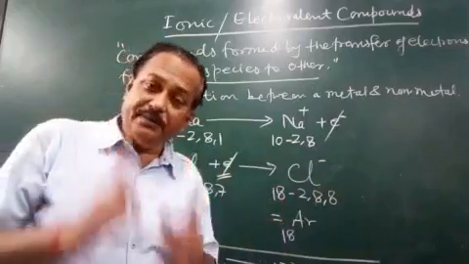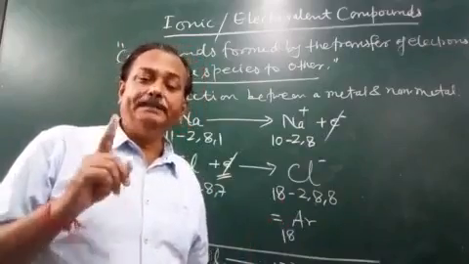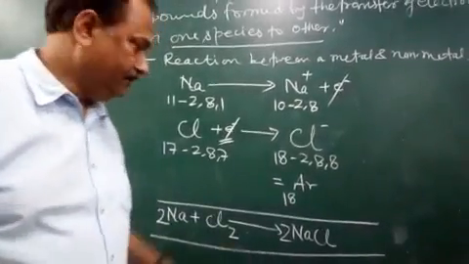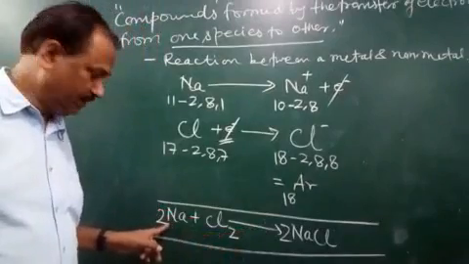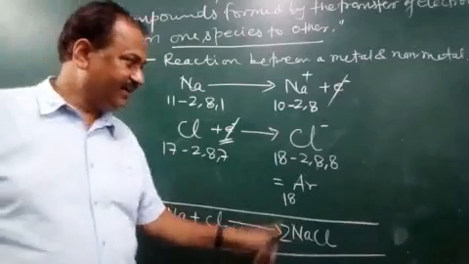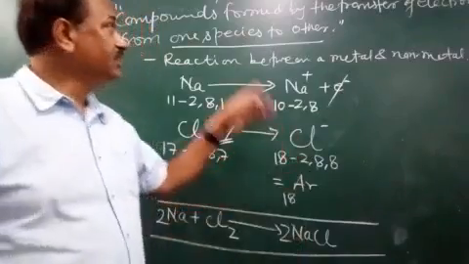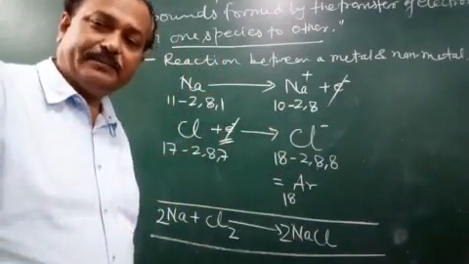So ionic compounds are formed by reaction between a metal and a non-metal. Here sodium is a metal, chlorine is a non-metal. They react together like this to form NaCl. So this is about the formation of an ionic compound, or electrovalent compound.